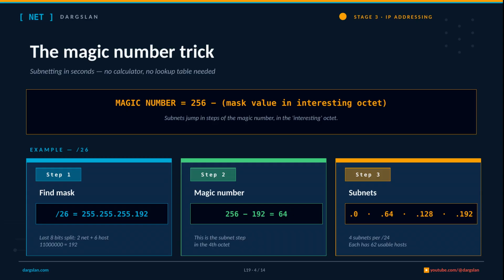Now here's the trick that makes subnetting feel almost like cheating, the magic number. Take 256, subtract the mask value in the interesting octet, and that's your jump size between subnets. Let's try a /26. The mask is 255.255.255.192. So 256 minus 192 gives us 64. That means your subnets land on .0, .64, .128, and .192. That's 4 subnets per /24, each with 62 usable hosts. No calculator, no lookup table, just arithmetic you can do in your head.